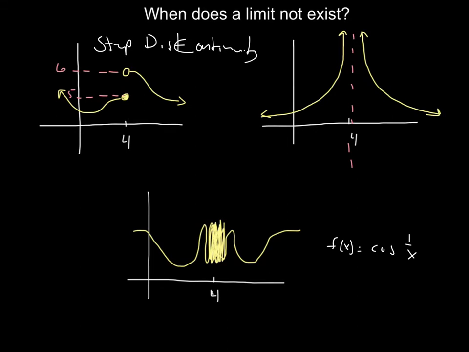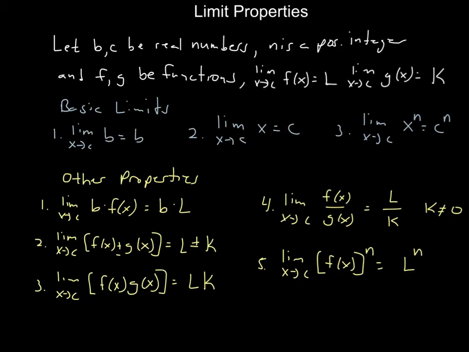Now I hope at this point you remember how we dealt with finding limits last year. So now let's look at some of the limit properties so we can start looking at these things analytically. For the limit properties, we're going to let b and c be real numbers, n a positive integer, and f and g functions such that the limit as x approaches c of f of x equals some number L, and the limit as x approaches c of g of x equals some number k.